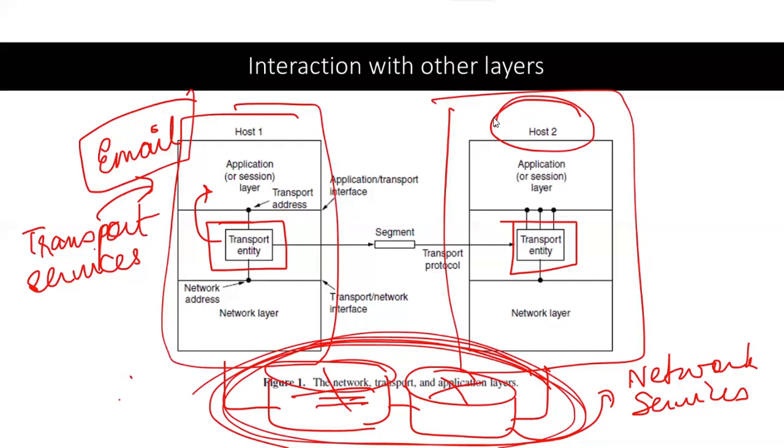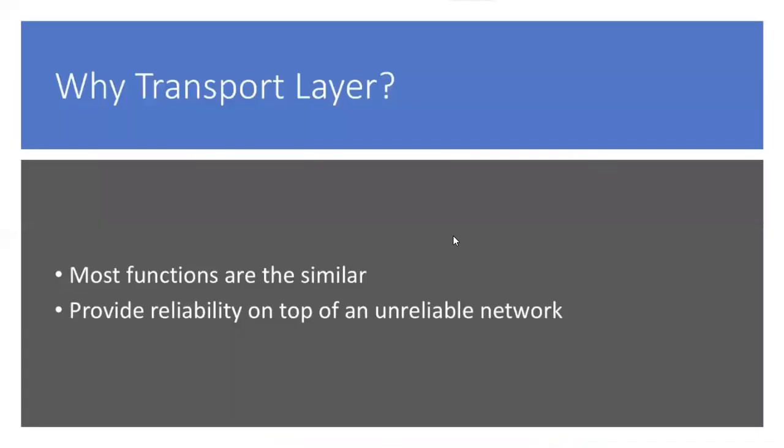in that case, you wouldn't need the transport layer. But in reality, this is not the case. You have packet losses, delays, lots of things. In such a situation, in order to provide reliability, you have the transport layer present. That is why you need a separate network layer and a separate transport layer. So why is there a transport layer, even though most functions are similar to the network layer? Because it provides reliability on top of an unreliable network.